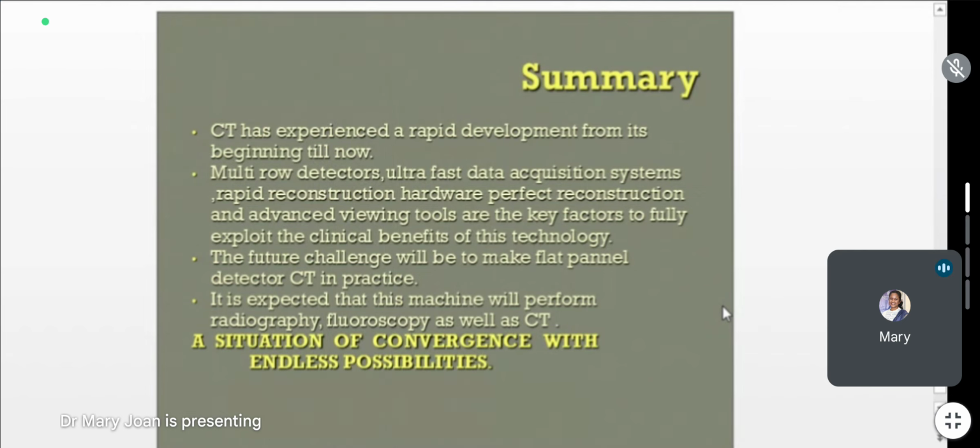CT has experienced a rapid development from its beginning. Multi-row detectors, ultra-fast data acquisition systems, rapid reconstruction hardware, perfect reconstruction, and advanced viewing tools are the key factors to fully exploit the clinical benefits of this technology. The future challenges will be to make flat panel detector CT in practice. It is expected that this machine will perform radiography, fluoroscopy as well as CT, and a situation of convergence with endless possibilities.